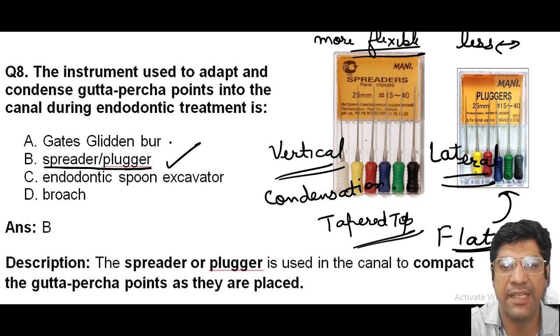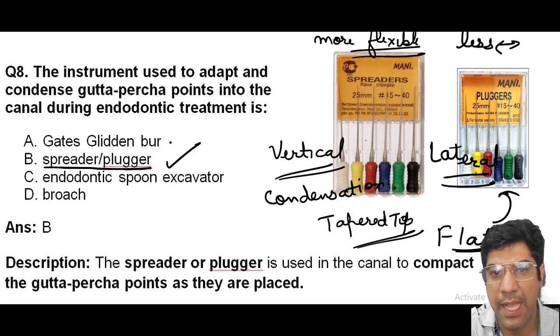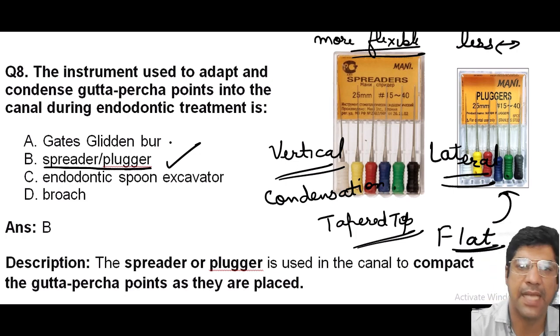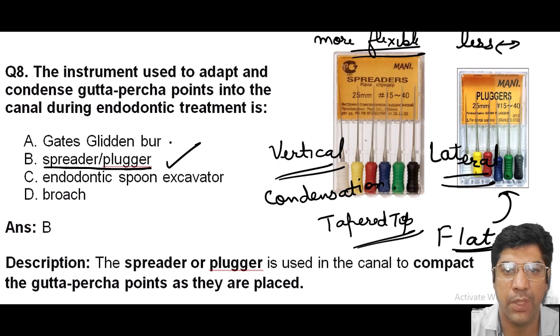Broaches are thin flexible instruments with barbed edges that engage and remove the pulp tissue and debris from the root canal.